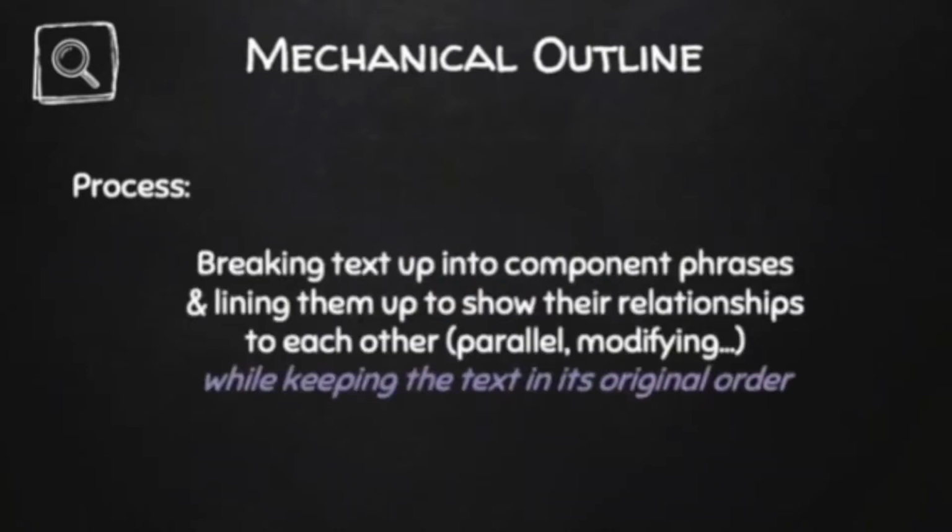And so the idea is to line up the various parts of the verse or the passage or the sentence, break it up into its component parts and line them up so that the parts that modify one another are underneath and the parts that are parallel are underneath each other. I'm going to show you how I did that with 2 Timothy 2:15.